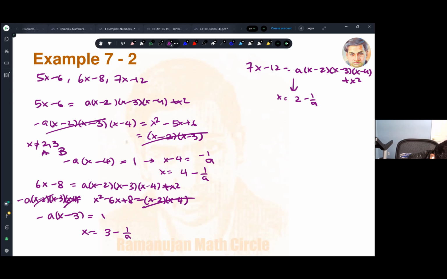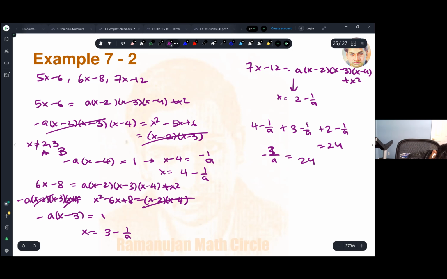So then they're saying the sum of these is equal to 24. So we have that 4 minus 1 over a plus 3 minus 1 over a plus 2 minus 1 over a is equal to 24. So negative 3 over a is equal to 24 minus 9, which is 15. And that means a is equal to negative 1 over 5.